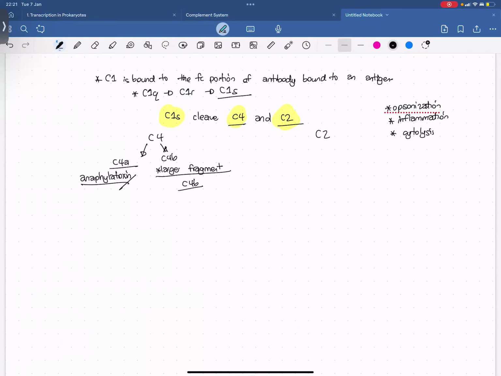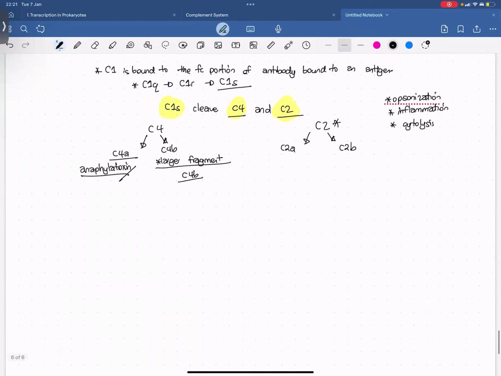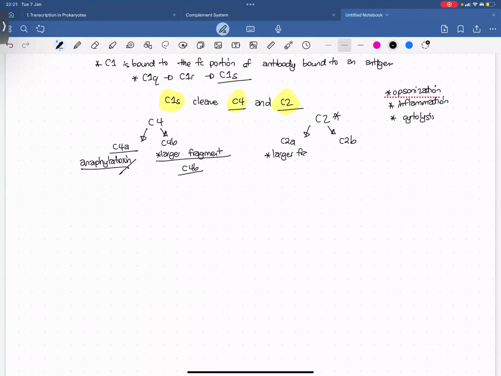So C2 will also be cleaved into C2a and C2b. But remember, we said C2 is a special kind of complement protein. So here, C2a is now the larger fragment. C2a is not an anaphylatoxin, note that down. C2b is not an anaphylatoxin, it's not involved anywhere else in the pathway. So C4b and C2a are going to combine together to form C3 convertase.